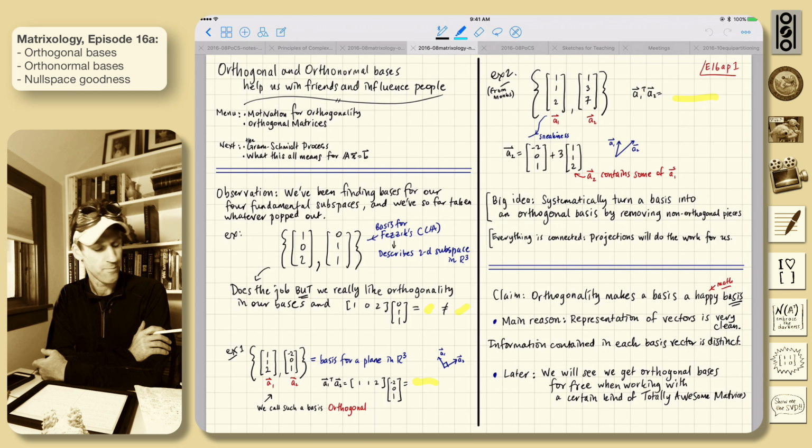So there are 5 little pieces here. It's all to do with taking a basis and transforming it into an orthogonal basis. So we're going to understand what this means. We really like right angles.